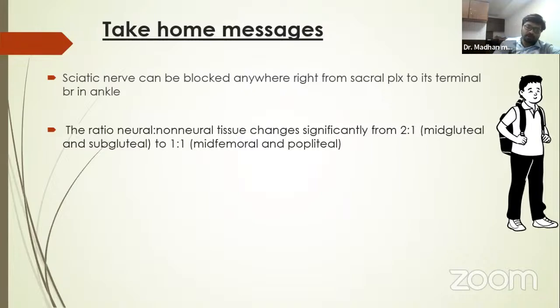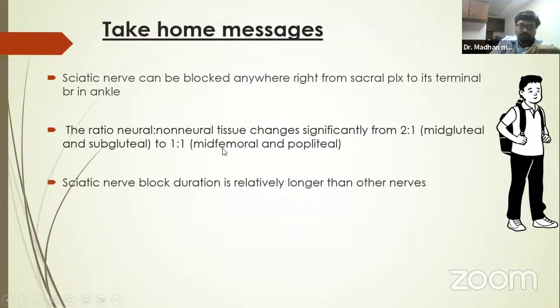If you are putting the drug inside the nerve, or you are injuring the nerve with the needle, there may be greater complication at the proximal level compared to the distal level, mainly because of the availability of the neural tissues proximally, which is more, and as we move distally, the neural elements will be reduced. And coming to the third point, sciatic nerve block is a relatively longer duration block compared to the other nerves.